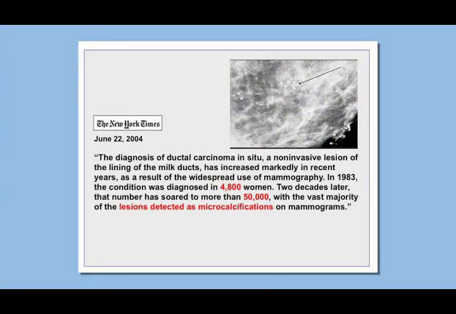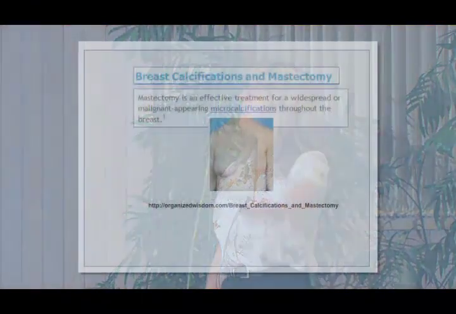New York Times, June 22nd, 2004. The diagnosis of ductal carcinoma in situ, a non-invasive lesion of the lining of the milk ducts, has increased markedly in recent years as a result of the widespread use of mammography. In 1983, the condition was diagnosed in 4,800 women. Two decades later, the number has soared to more than 50,000, with the vast majority of the lesions detected as microcalcifications on mammograms. And how is the microcalcification treated?